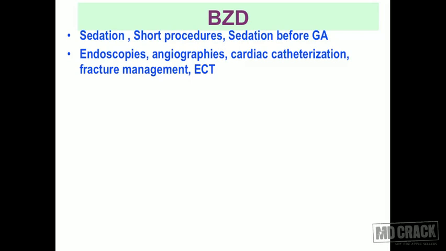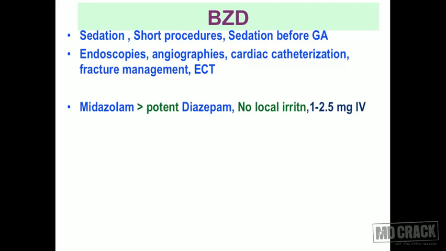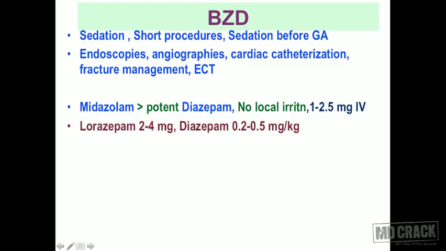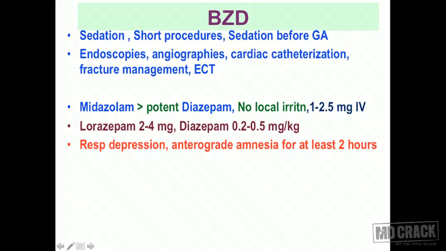Let's go now to the benzodiazepines, which are used for sedation for short procedures, and sedation before general anesthesia, for various procedures like endoscopies, angiographies, catheterization, etc. Midazolam is more potent than diazepam and doesn't produce local irritation. Lorazepam and diazepam are also used for this purpose. Benzodiazepines produce respiratory depression and anterograde amnesia, which lasts for at least 2 hours.